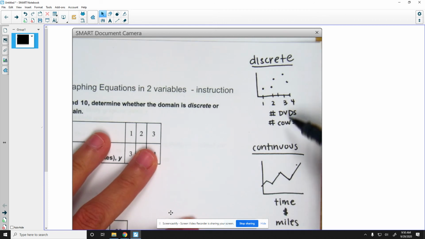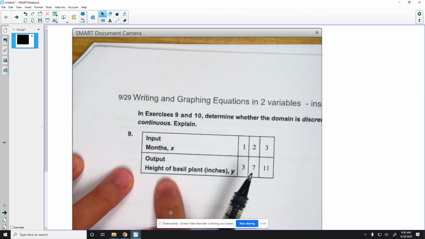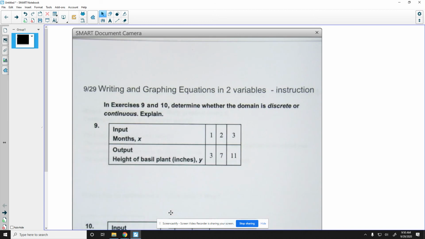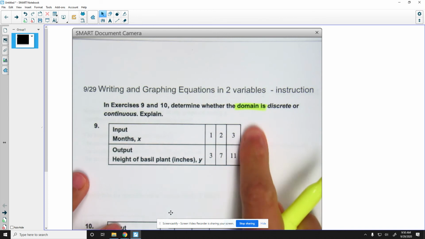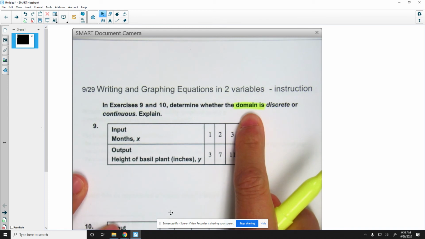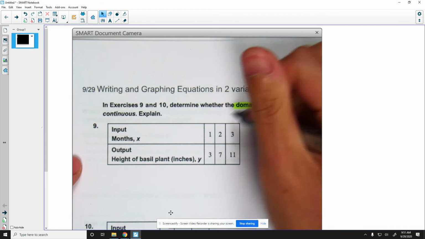Okay, so that's how I decide if something is discrete: I can't have a fraction of that word, or continuous: I can have a fraction of that word. So here it says determine whether the domain is discrete or continuous and then explain why. So first of all, they're just asking about the domain. So guys, the domain, is it X or Y? X. The domain is X.